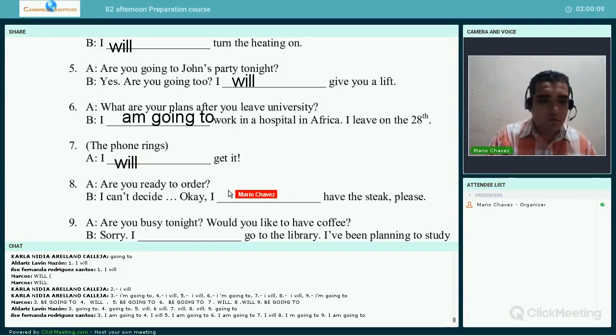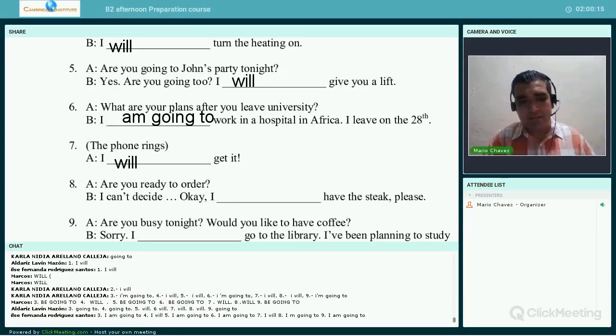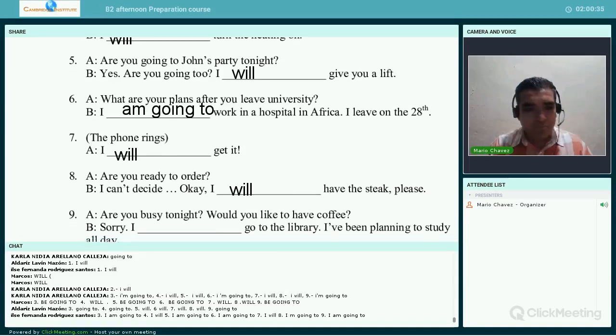Are you ready to order? I can't decide. Okay, okay, I'll have the steak. So a minute ago she couldn't decide. So since she couldn't decide and she is going to order at this moment, she's making the decision. So she didn't plan what to order before. So since it's a decision made out of the blue, it's with will.